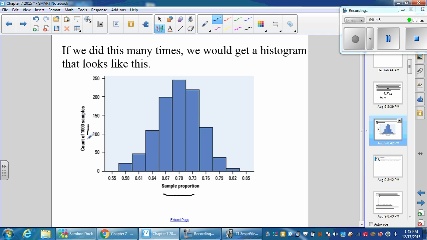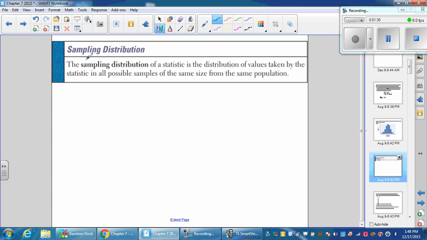And here they did this simulation 1,000 times. Now, if it happened where it was 85% or 90%, you'd see that that is going to be really rare if the sampling proportion is really 0.7 of the population. So that is what we call a sampling distribution. The sampling distribution of a statistic is the distribution of the values taken by the statistic in all the possible samples of the same size from the same population. So it creates this big distribution of everything that's possible.